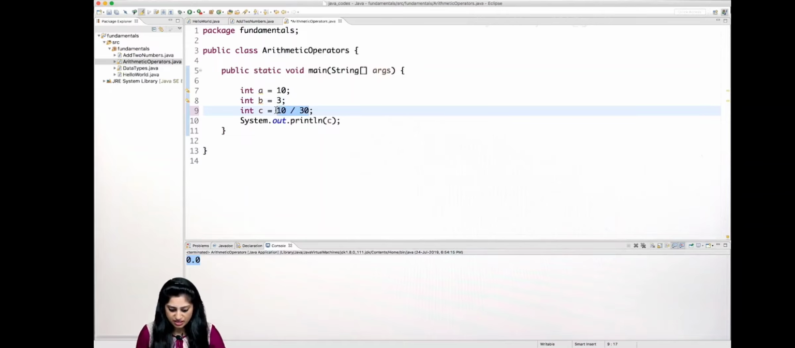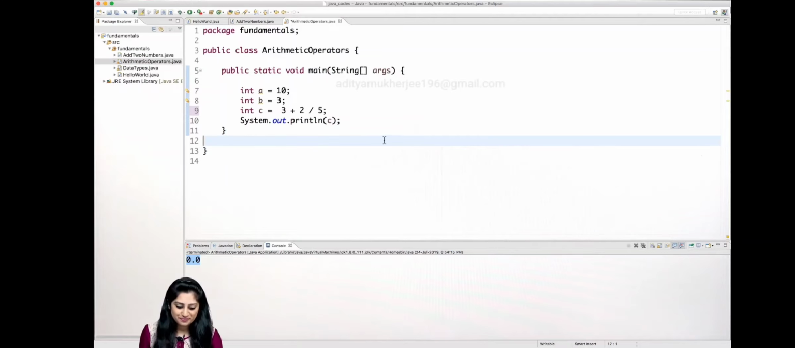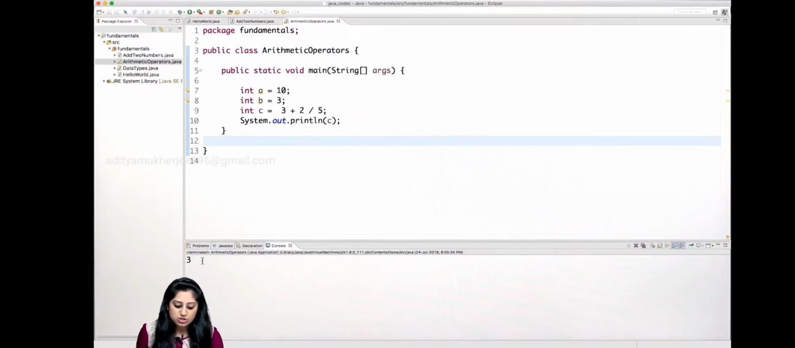Now let me make a couple of changes to C. And for now, forget about A and B. Let's say I have an expression like this, right? So 3 plus 2 by 5. Now just pause the session, think, and tell what will be the answer of this expression, what will be the value of C. So now let's just run it and check. So the answer here is 3.